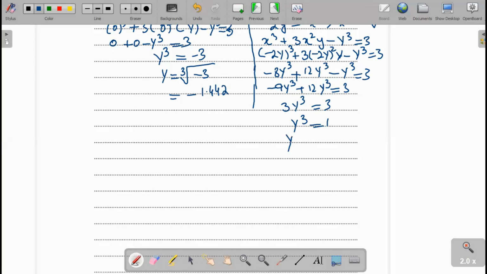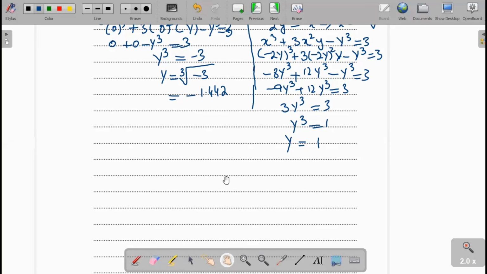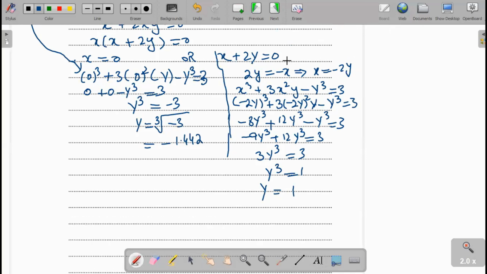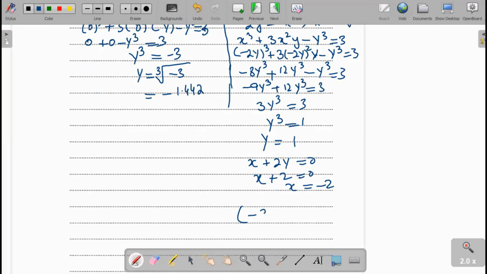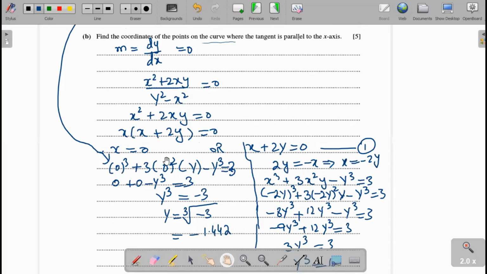Now the value of y will become y2 is equal to 1 by 2. Now the coordinates of y and x and this value are put in this equation. So the equation means x plus 2 into y equal to 0, then x plus 2 equal to 0, and then x equal to minus 2. Therefore, the coordinates are minus 2 and 1 by 2.